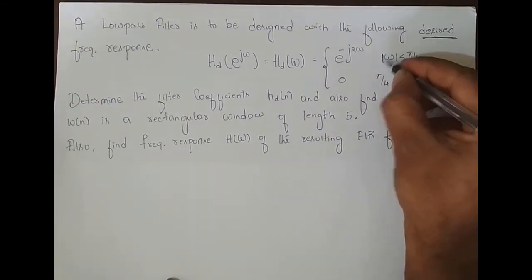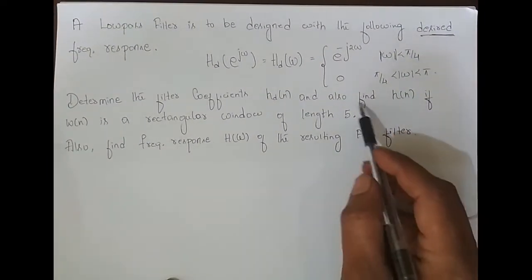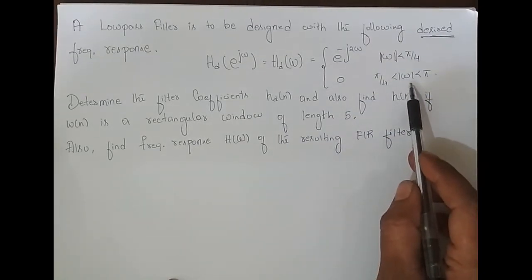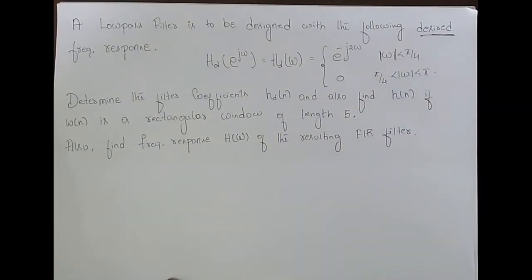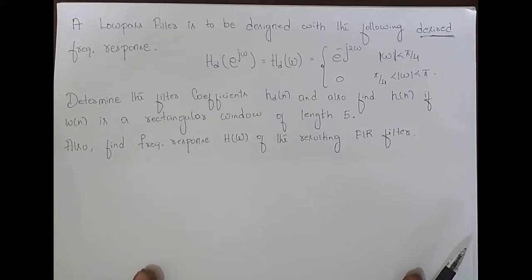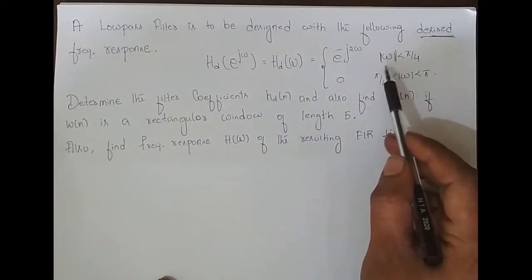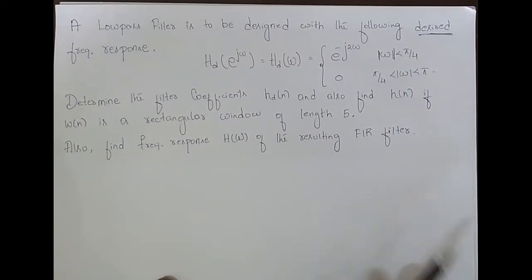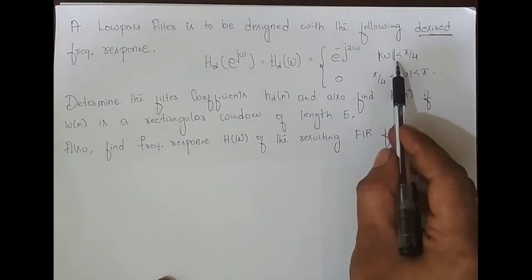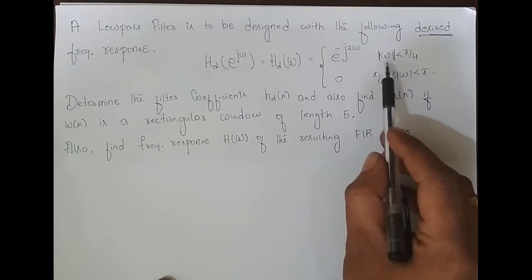Mind you, we have magnitude here. And it is equal to 0 for magnitude of omega in between pi by 4 to pi. When I say magnitude, there is a different kind of meaning, which I will let you know. But just take care, we have magnitude of omega there.